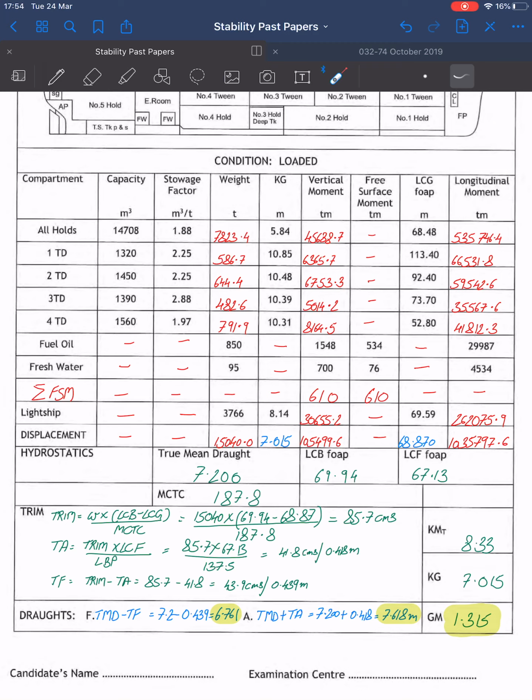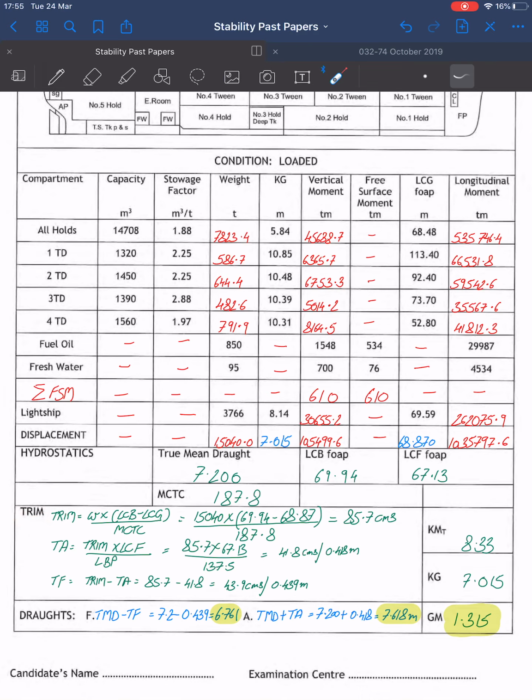We know KG of the vessel, which is 7.015. We know GM is KM transverse minus KG. This will give us the final answer of 1.315 meters of effective GM, which includes free surface moments. So this is our final answer. Now the main thing left is to find out the trim.